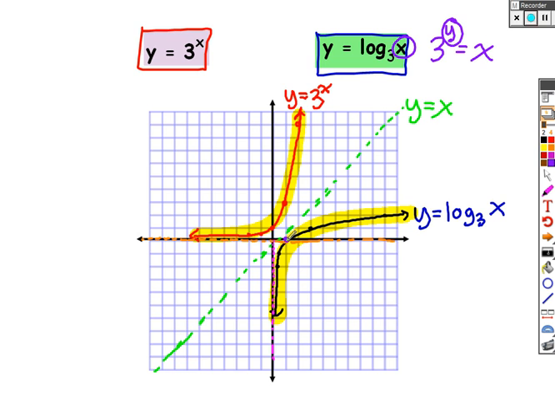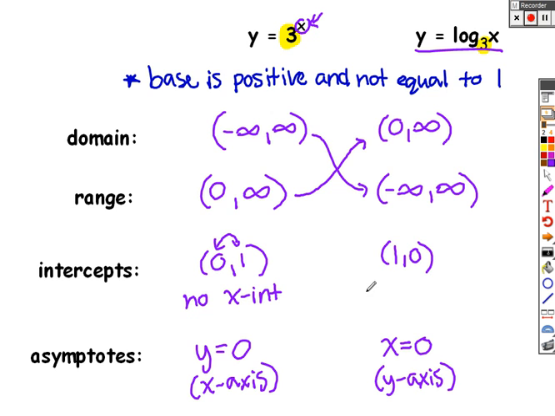If I plug in 0 for y, 3 to the 0 is 1. I get out 1 for x. And then there will be no y-intercept. So these are important features to start connecting between the original graph and its inverse.